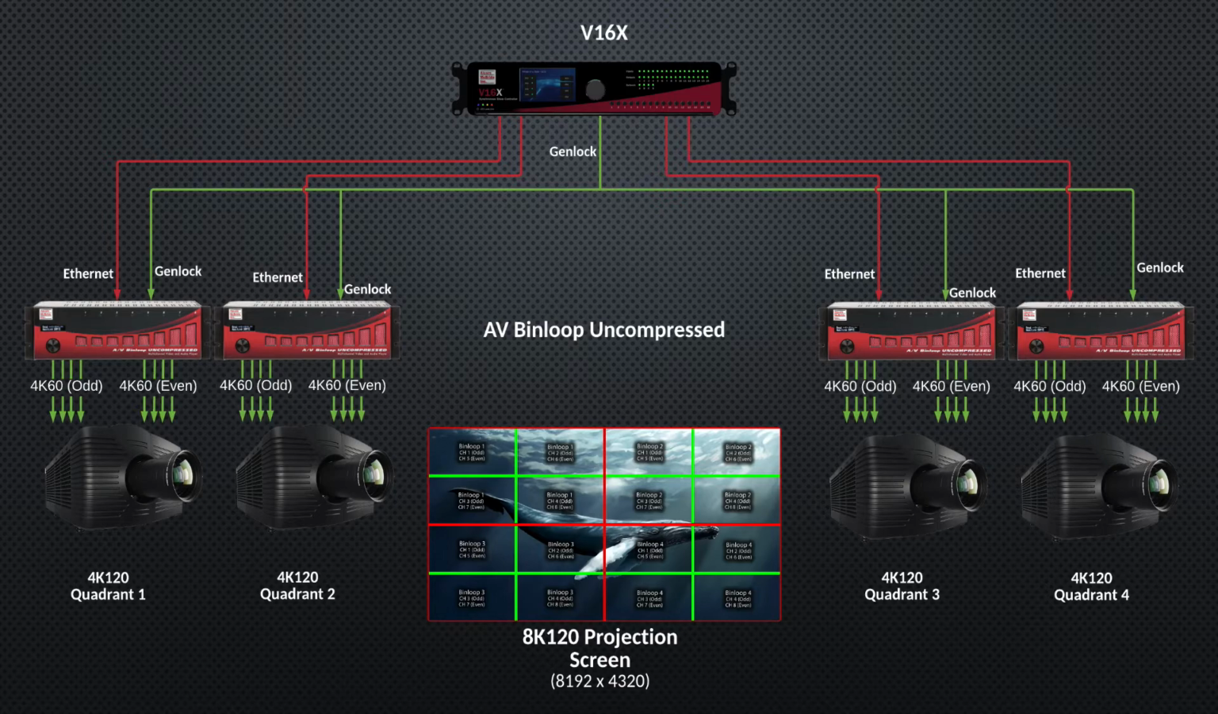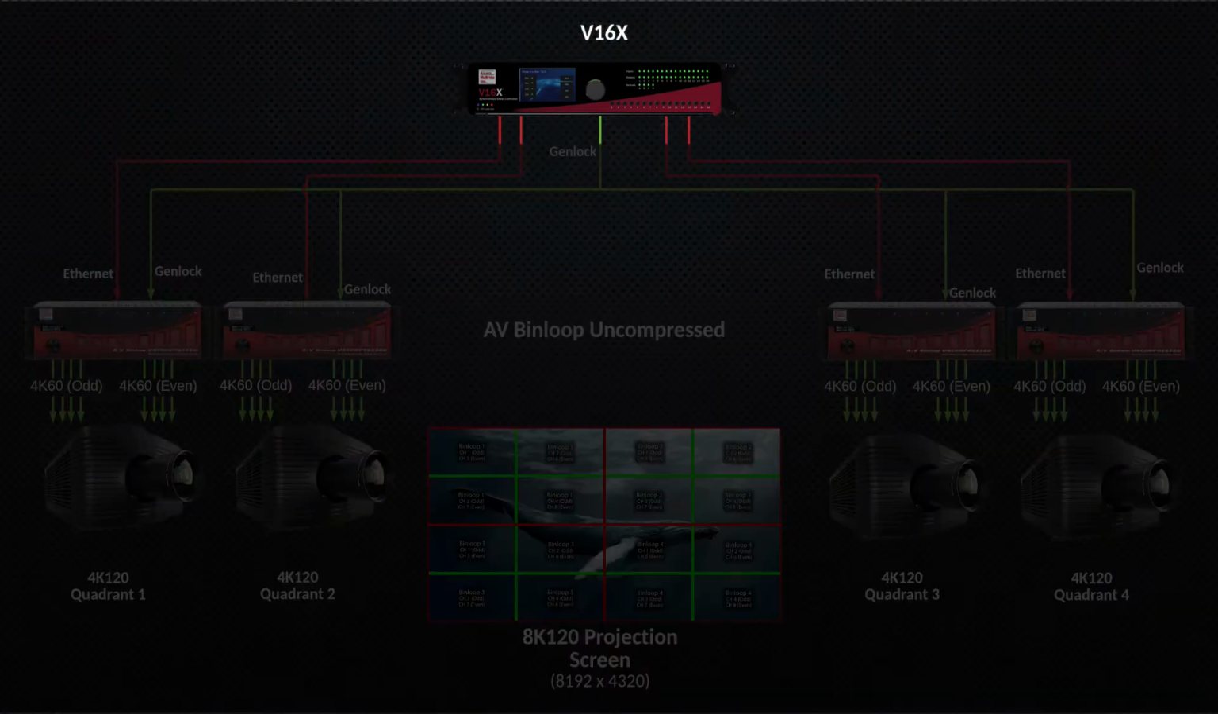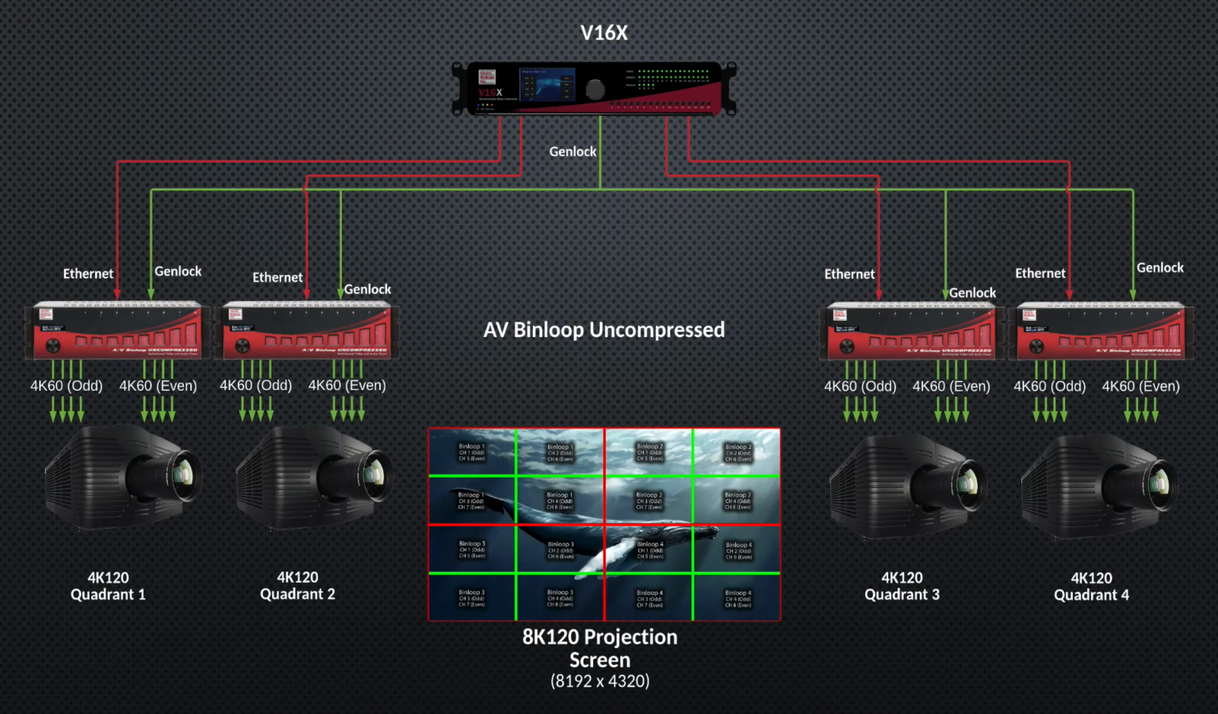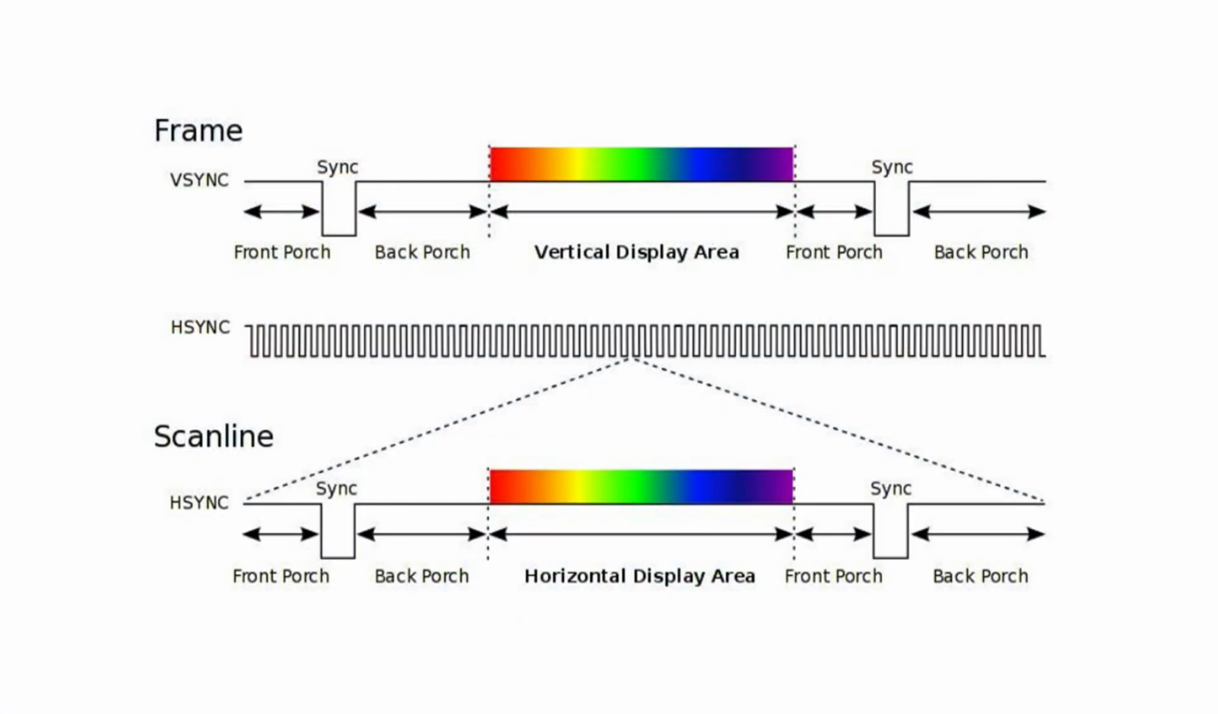To ensure pixel-accurate synchronization between these units, you would team them up with the best show controller in the industry, the Alcorn McBride V16X. The V16X offers 2 major advantages that are needed to consistently achieve perfectly synchronized playback between all 4 of these units. The first is the Genlock output that is distributed from the V16X to the Binloop units. The second is precise control that is referenced with the Genlock signal. Let's talk about why both of these are important.